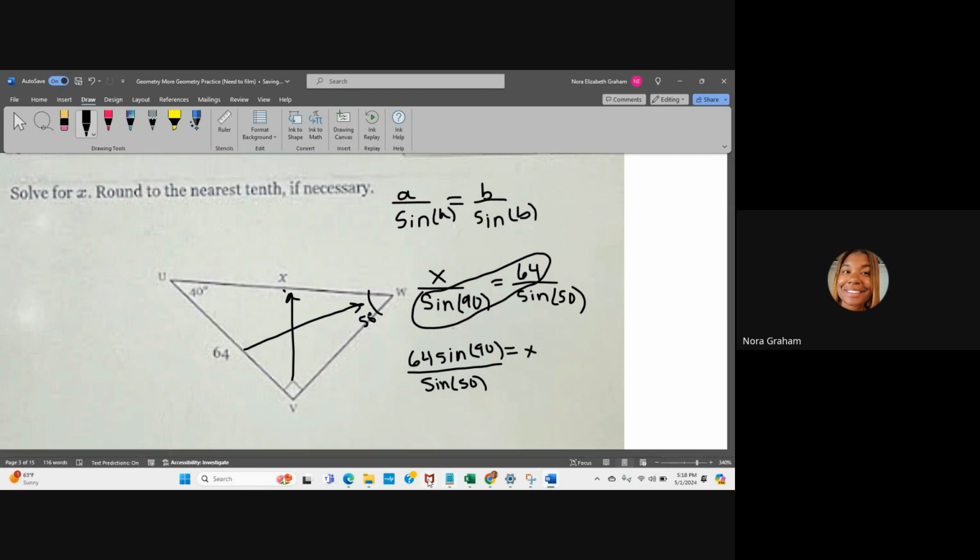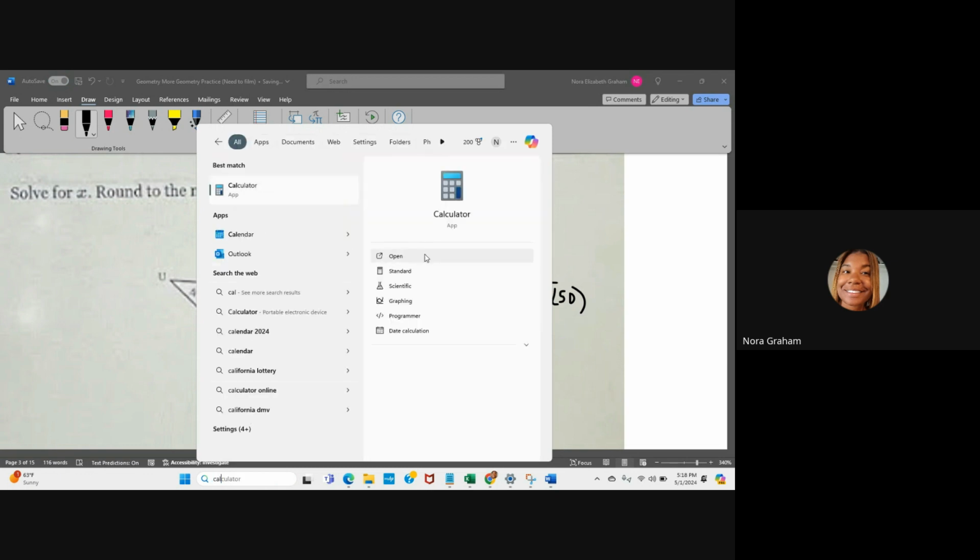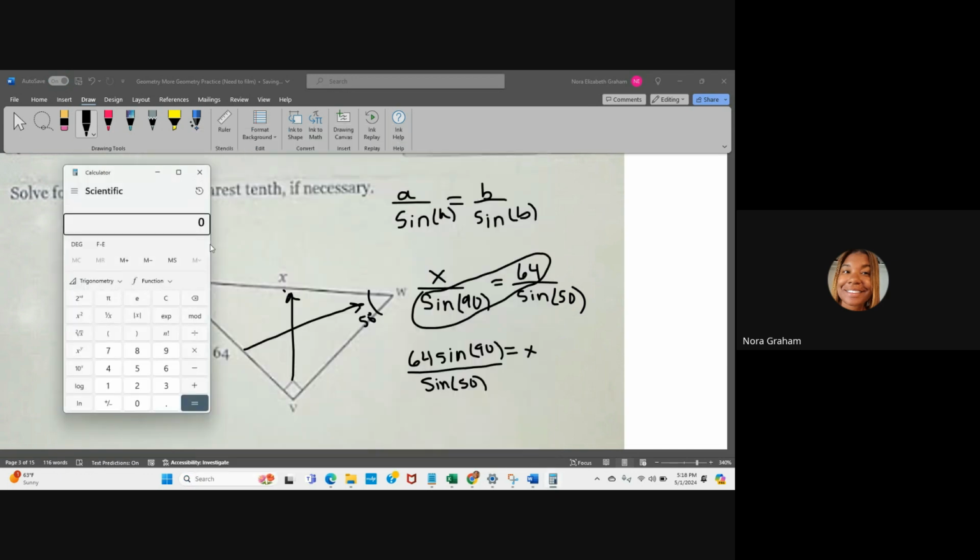Okay, now I'm going to show you how to do this on the calculator. This is a computer scientific calculator. If you need help inputting this into the calculator, leave a comment. I will show you step by step how to put this into your calculator.